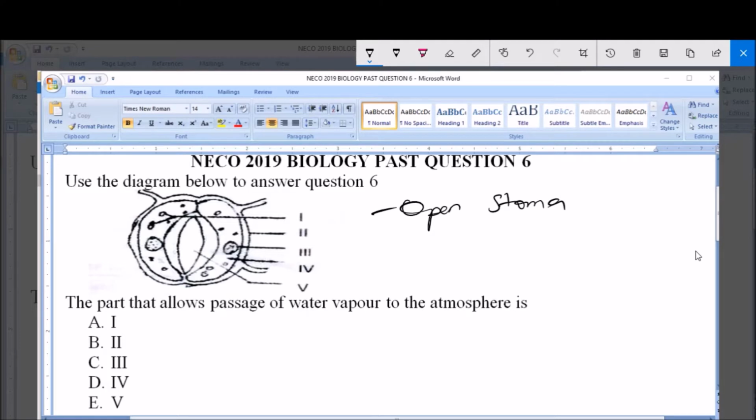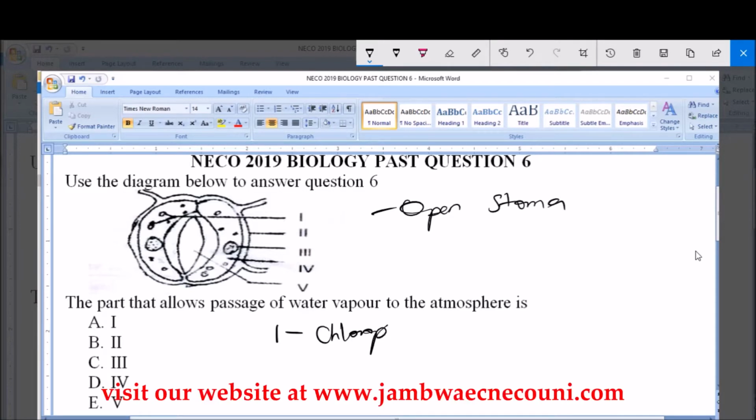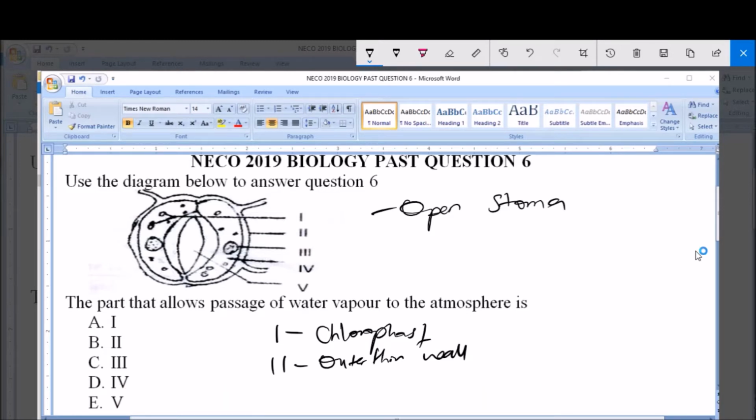Now, let's label this part fully so we can know the parts. I is the chloroplast. II is the outer thin wall. III is the nucleus. IV is the guard cell. And V is the stomatal pore.